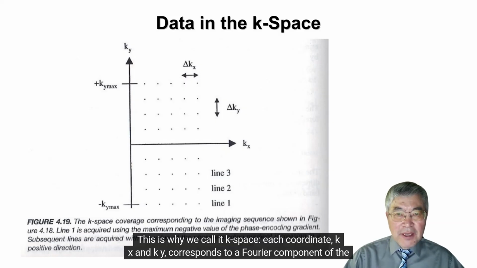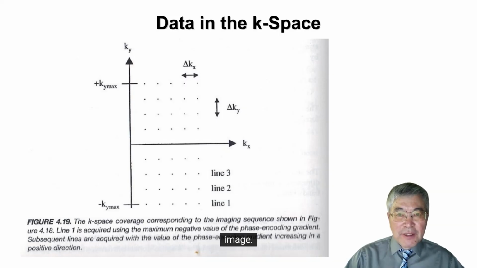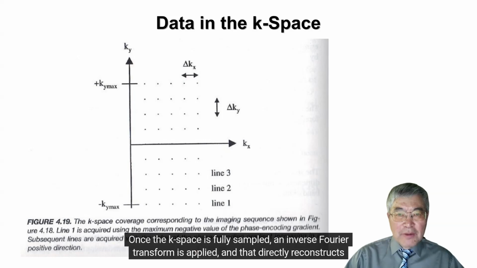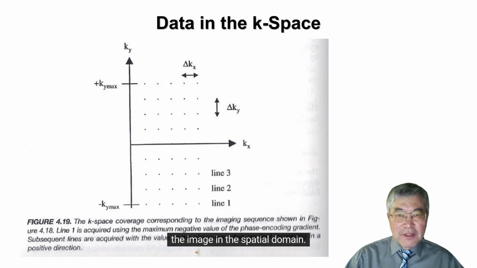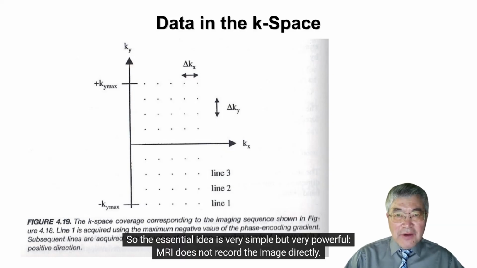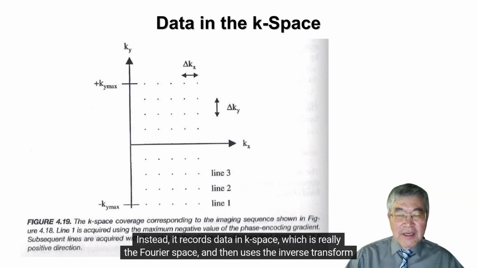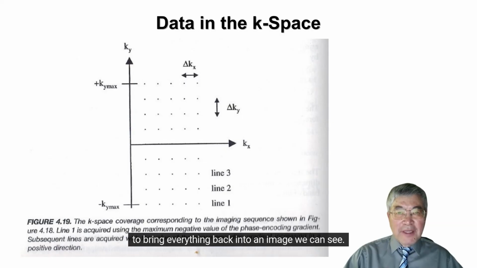This is why we call it K-space. Each coordinate, Kx and Ky, corresponds to a Fourier component of the image. Once the K-space is fully sampled, an inverse Fourier transform is applied, and that directly reconstructs the image in the spatial domain. So the essential idea is very simple but very powerful. MRI does not record the image directly. Instead, it records data in K-space, which is really the Fourier space, and then uses the inverse transform to bring everything back into an image we can see.